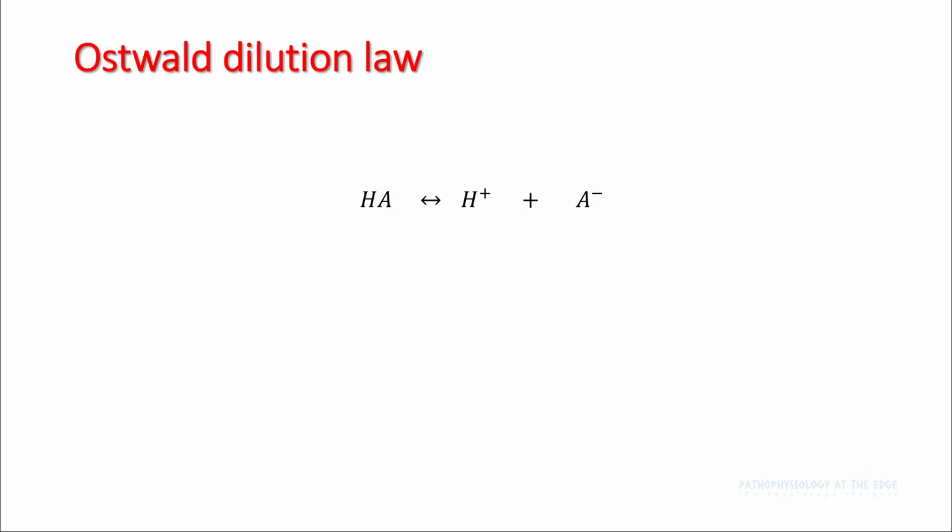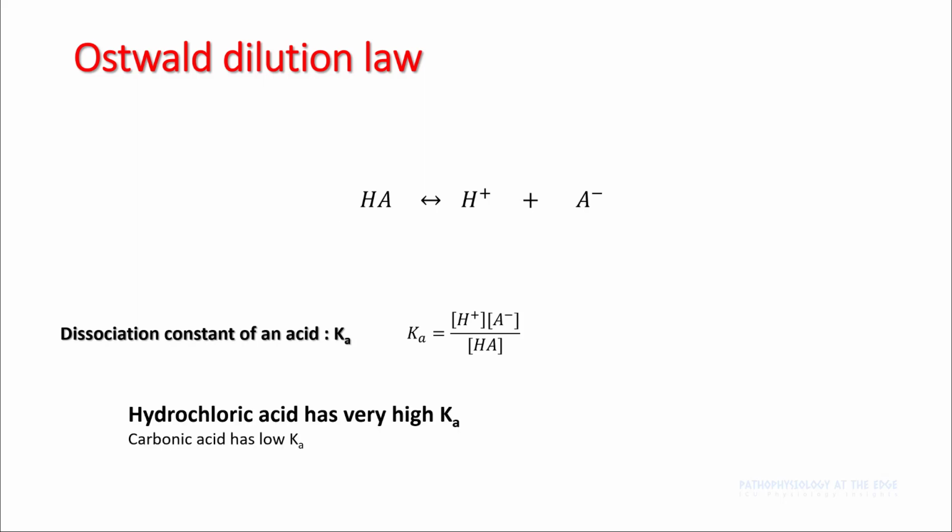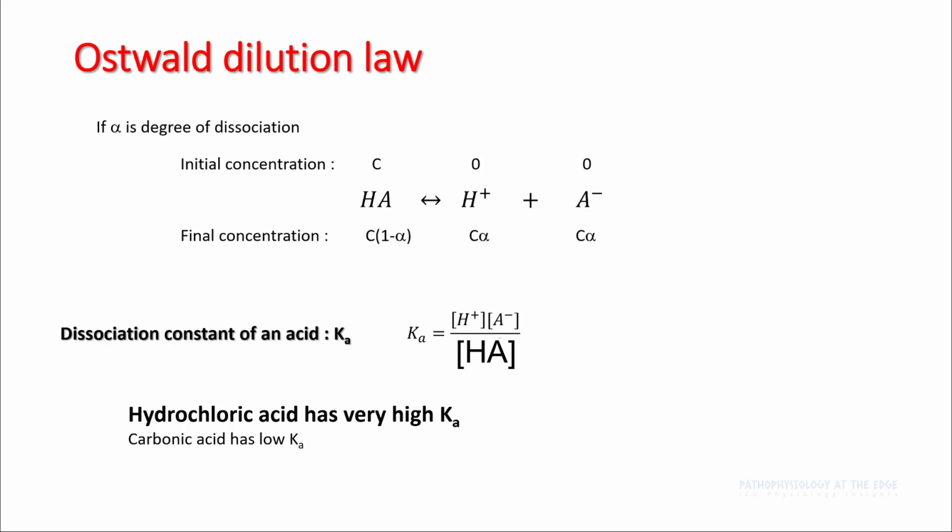Whenever you put acid in an aqueous medium, it is going to equilibrate into its ionic and non-ionic forms, and you get a dissociation constant, which is the concentration of your ionic form divided by non-ionic form. So for example, hydrochloric acid has very high Ka because most of its non-ionic form dissociates into its ionic form, while carbonic acid has low dissociation constant because it does not dissociate completely. So you have quite a bit of non-ionic form left in the solution.